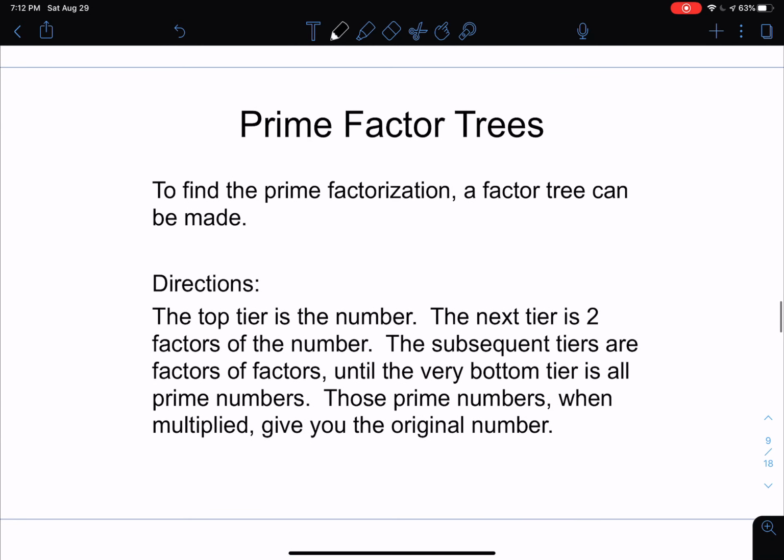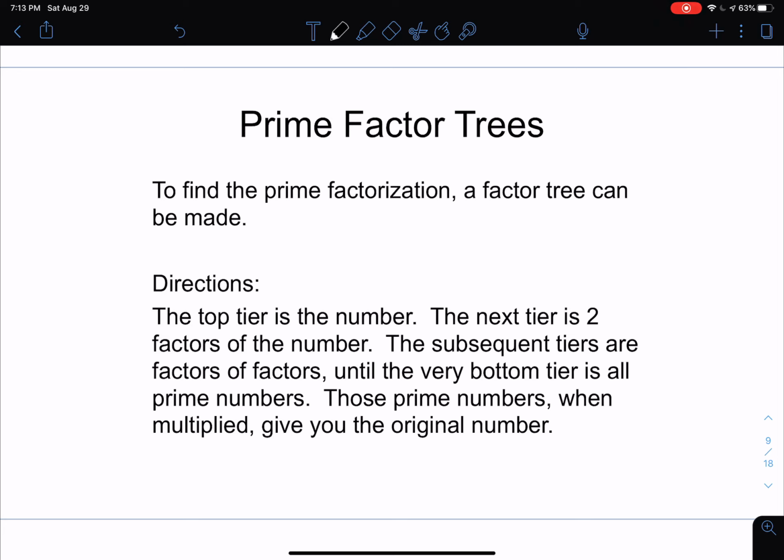To find the prime factorization, one technique is a factor tree. I'm sure you've all seen these at some point. Common middle school topic. In the factor tree, you start with the number. Then you branch off with 2 factors of that number. Doesn't matter what 2 factors you use. I just would avoid using 1 times the number because that's not going to get you to the result very fast.